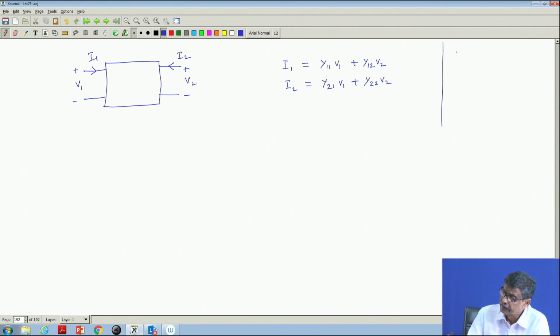And recall that in the impedance matrix we wrote these equations like this: V1 equal to Z11 I1 plus Z12 I2, and V2 is equal to Z21 I1 plus Z22 I2. Now, this is another way of relating the input port current and voltage with the output port current and voltage. But what I am trying to tell you is that these two sets of equations are the same, that is, one can easily obtain from this what should be the values of y11, y12.